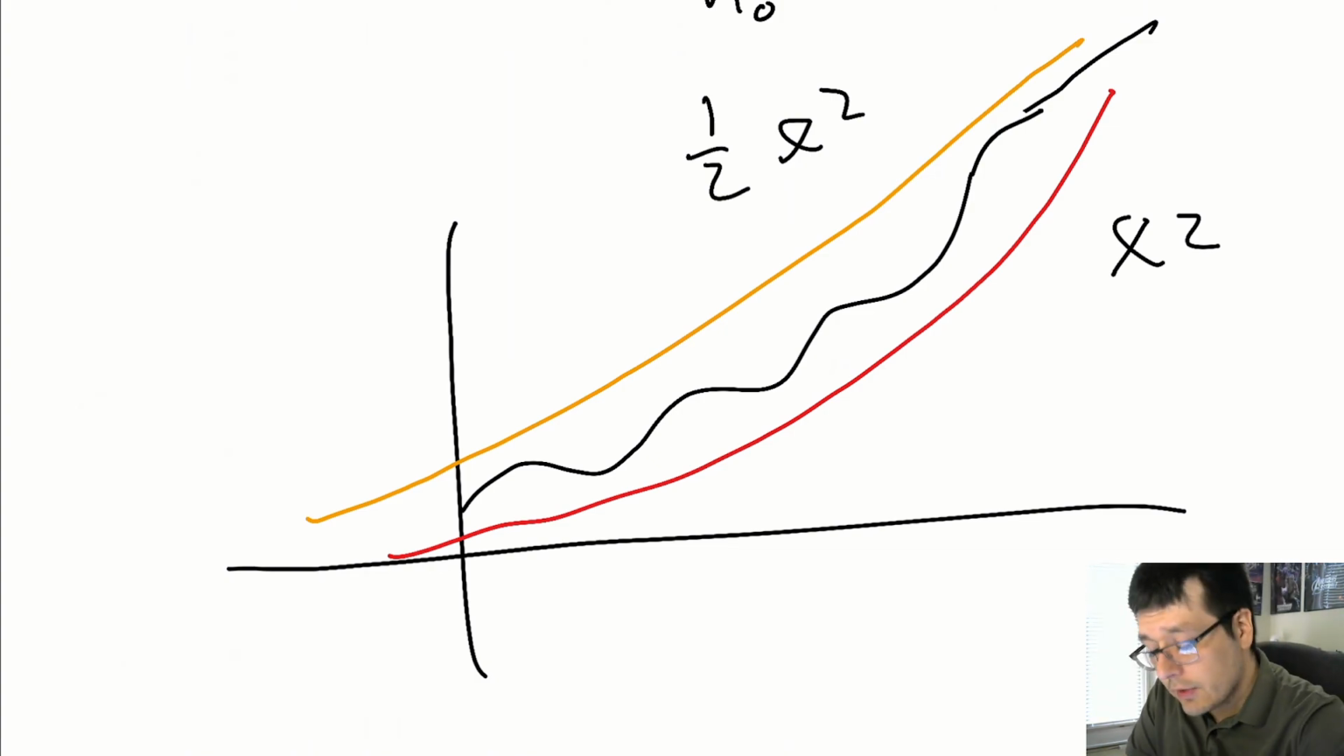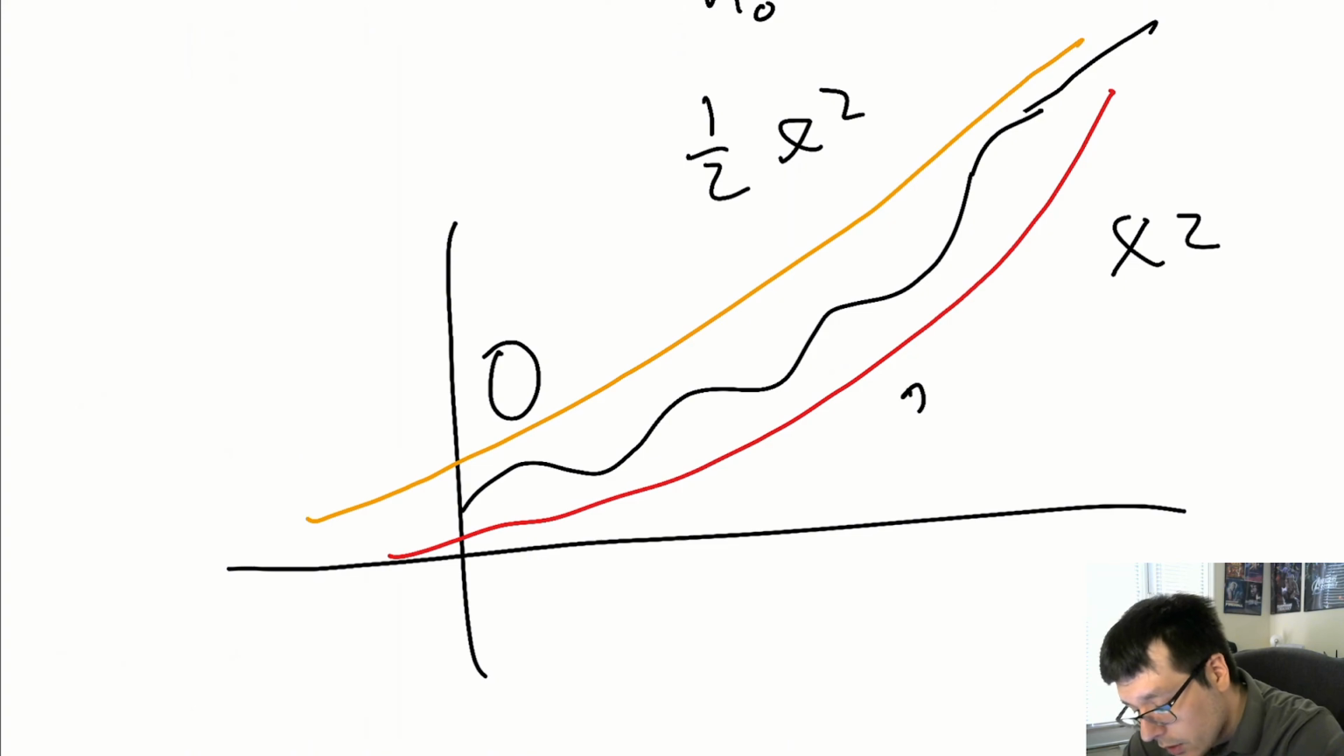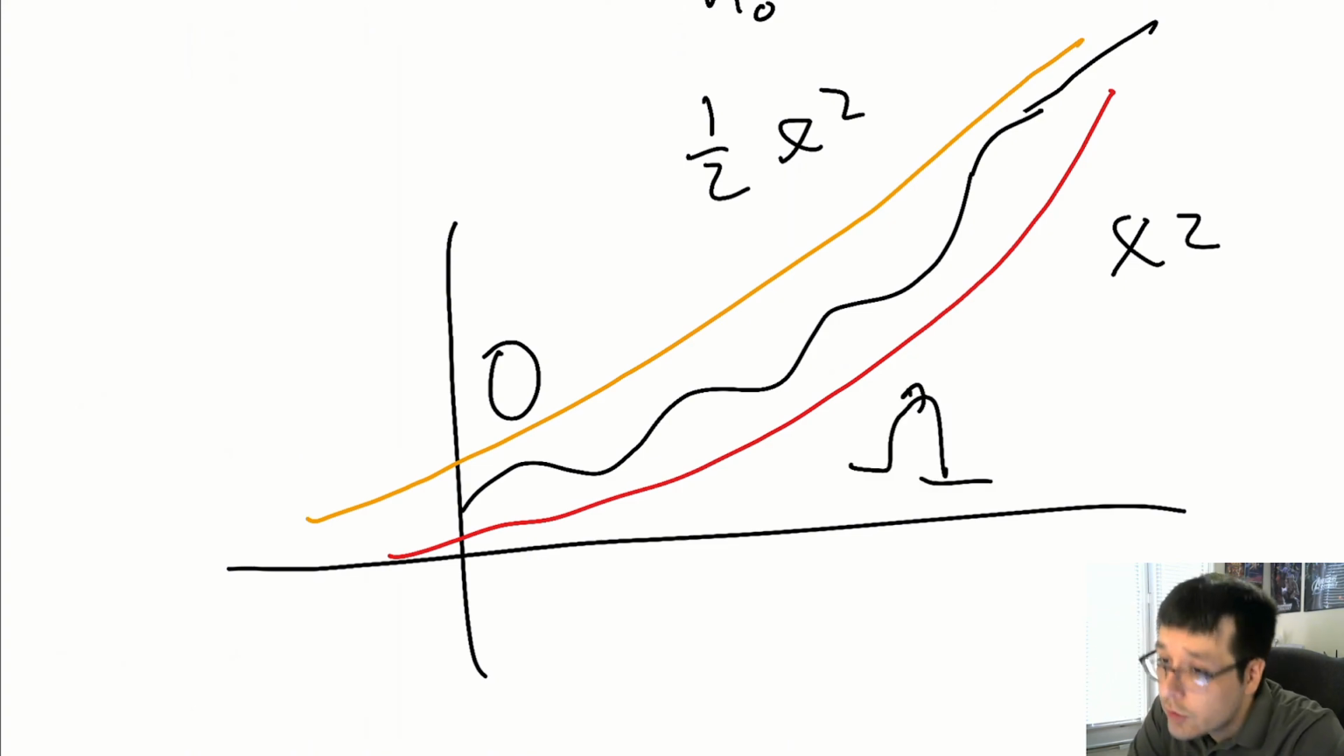And yeah, okay, something like that. That's what we want to do. And these lines have a name. This is called big O, and this is called omega. And there's also theta. And that's what I'm going to talk about next week.